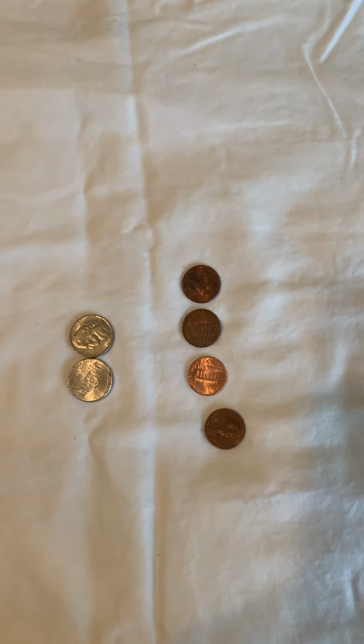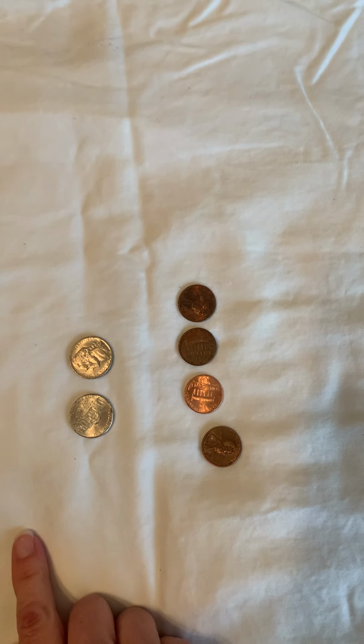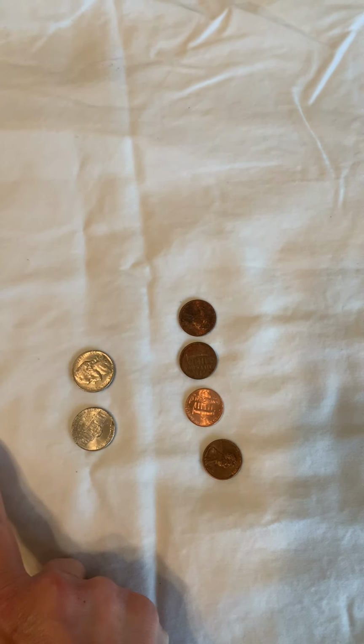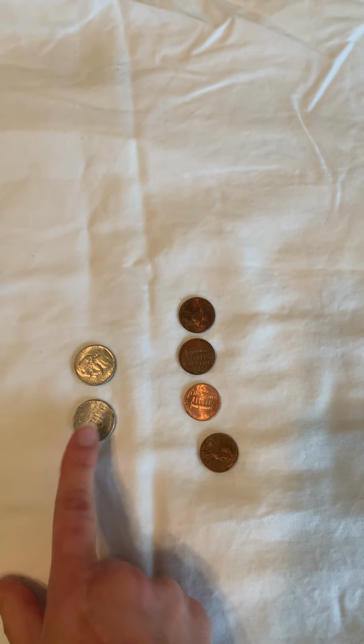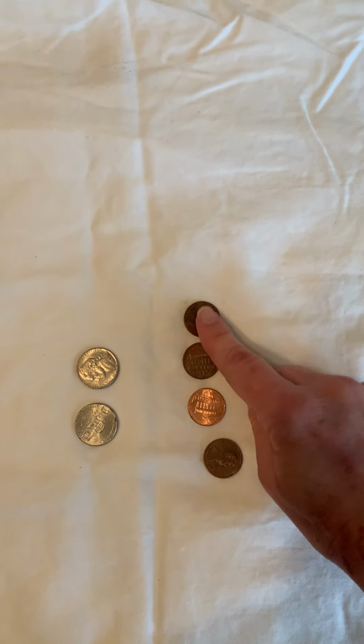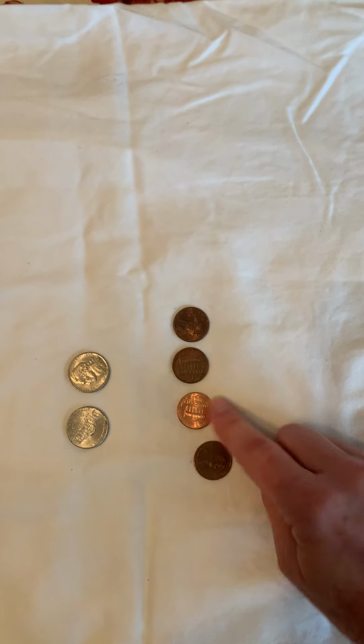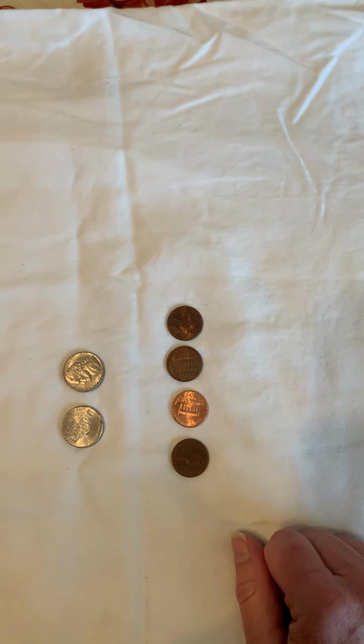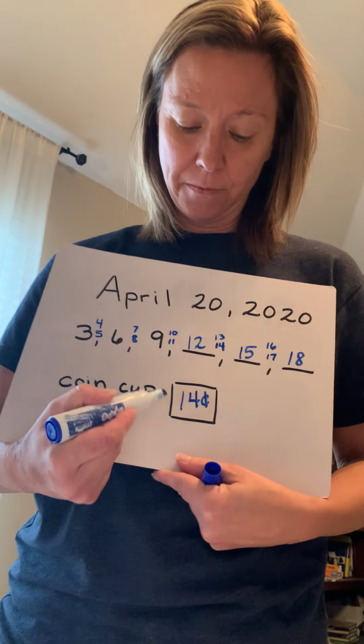Okay, let's count by nickels with our nickels first. We count by fives. So we say 5, 10, 11, 12, 13, 14. Okay? 14 cents is what we have in our coin cup. So I'm going to write that down on my board in my box. 14 cents. All right, let me show you. 14 cents. Did you see how I counted those nickels and those pennies?